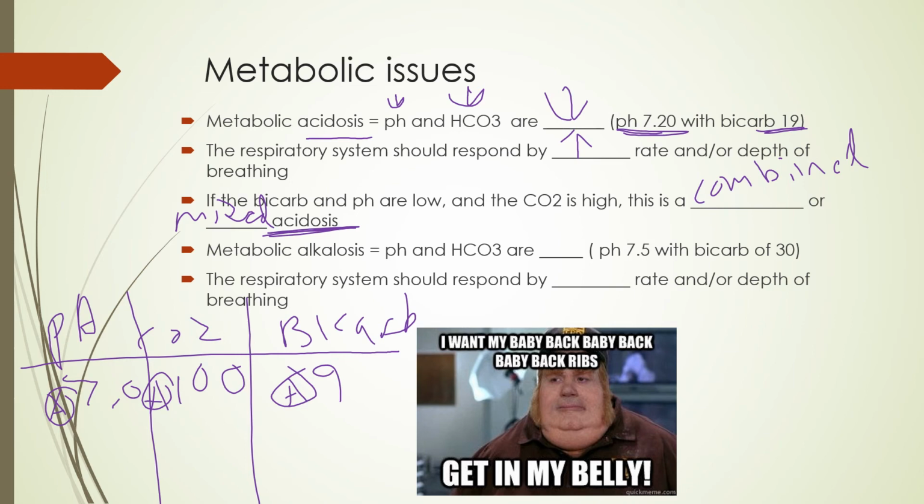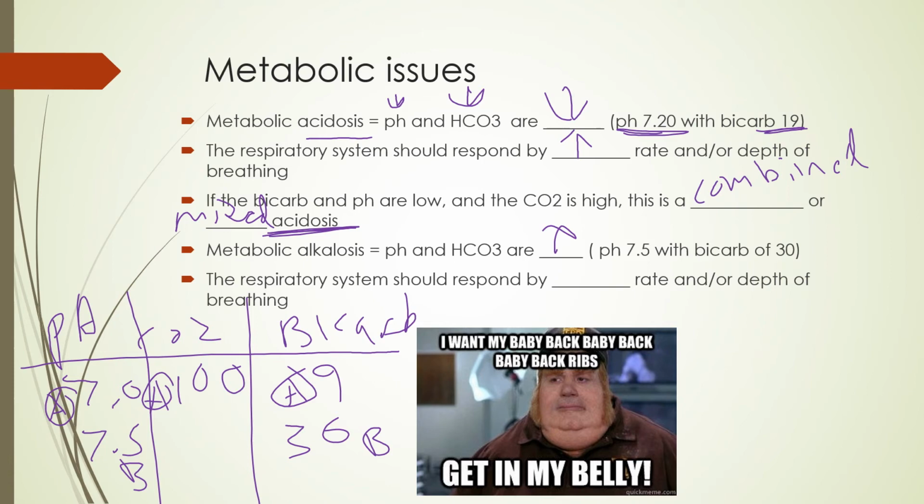Well, what about the other way? A metabolic alkalosis. When we have a metabolic alkalosis, it usually means the pH and the bicarb are both increased, right? So an example of this would be a pH of 7.5 and a bicarb of 30, right? Both of these are basic, right? Bicarb of 30 is basic, 7.5 is basic. So that would be a metabolic alkalosis.